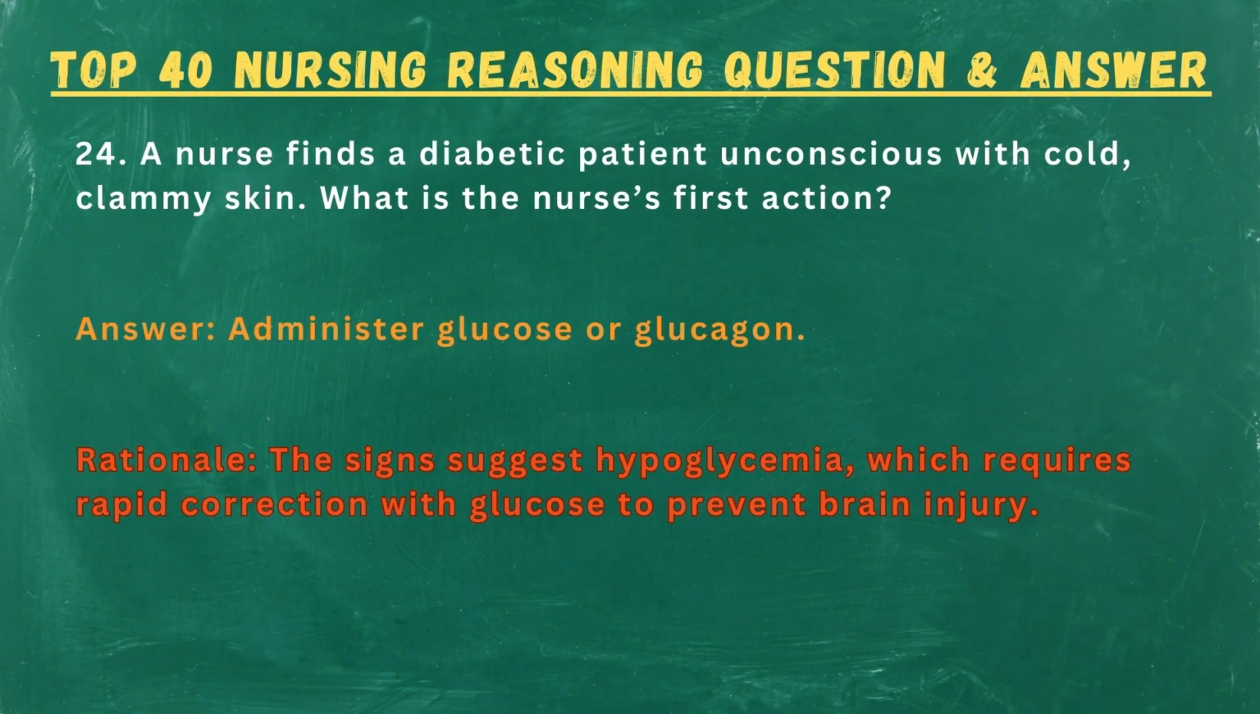24. A nurse finds a diabetic patient unconscious with cold, clammy skin. What is the nurse's first action? Answer. Administer glucose or glucagon. Rationale. The signs suggest hypoglycemia, which requires rapid correction with glucose to prevent brain injury.